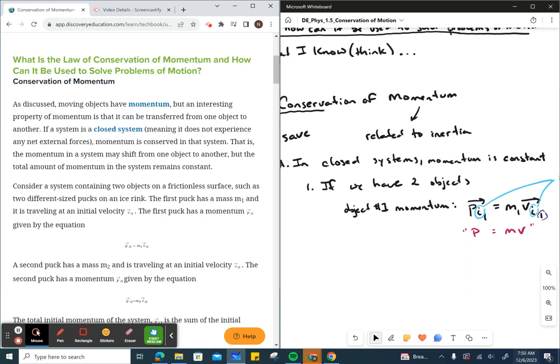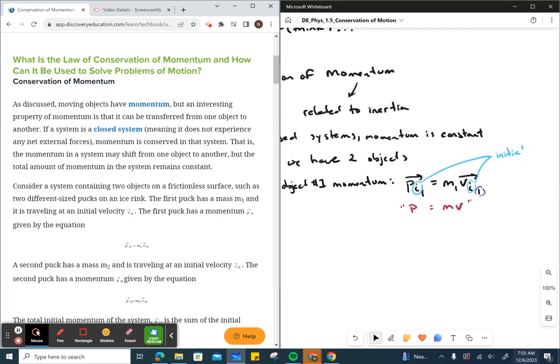Number one, if we have two objects, object number one's momentum can be defined using the formula p equals mv. But notice we've added a few things. We're talking about two objects now, so we've got the number one everywhere, signifying object one, and the i stands for the initial state, the initial state of things. So these number ones refer to the first object.